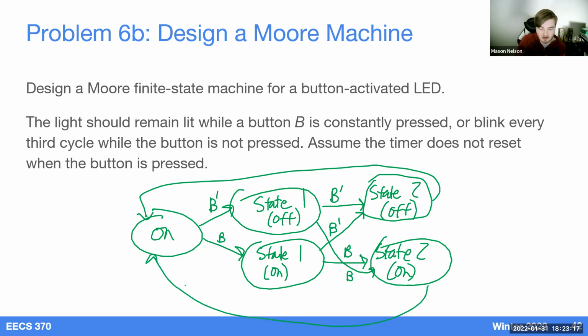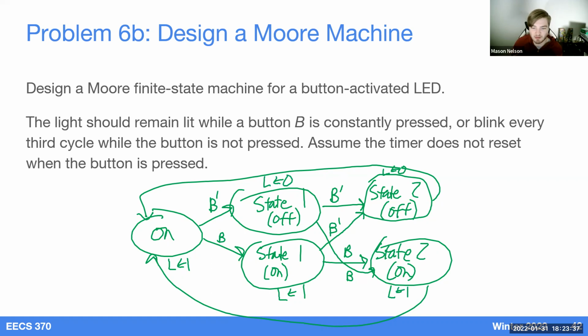And the last thing I have to do is notate what our output is going to be. So here, L is a 1. Here in the on states, L is a 1. And then here in the off states, of course, L is a 0. And so that would be our Moore machine.